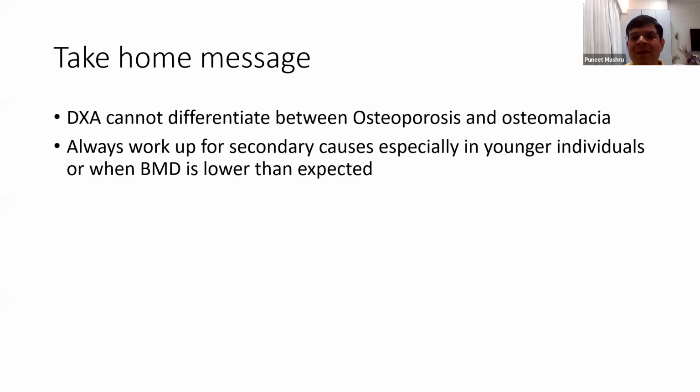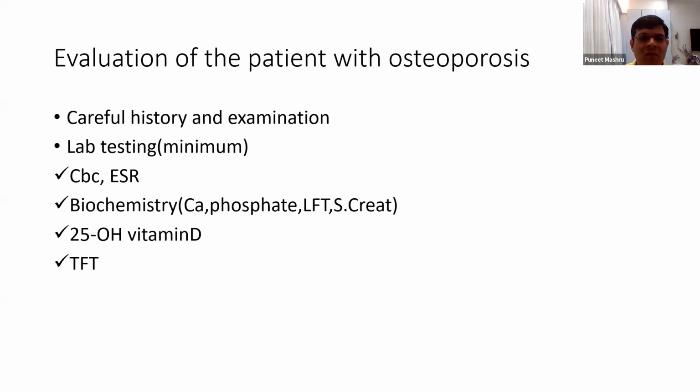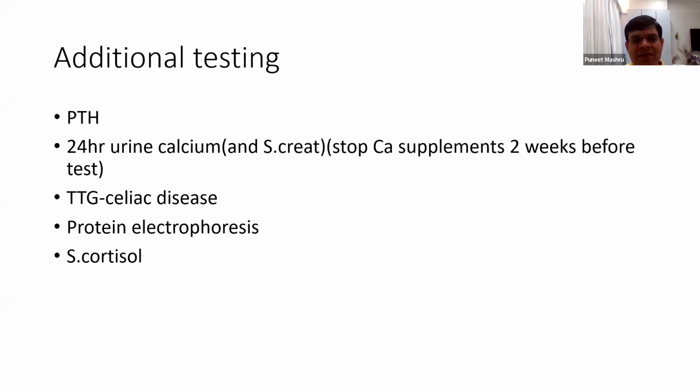And we must always look for secondary causes, especially in younger individuals or when the BMD is lower than expected. So, what are the evaluations that we should be doing? We should do a complete blood count, ESR, biochemistry, calcium, phosphate, LFT, creatinine, vitamin D, thyroid, PTH. If we're suspecting, we should do 24-hour urine calcium, especially if somebody has recurrent kidney stones, or we're suspecting some malabsorption syndromes. That will be helpful to diagnose.